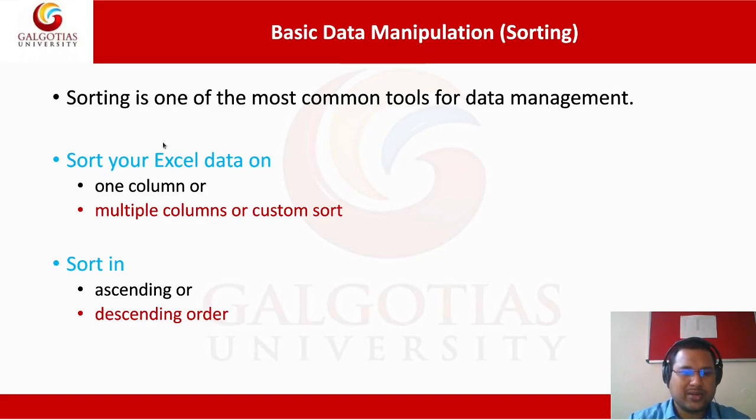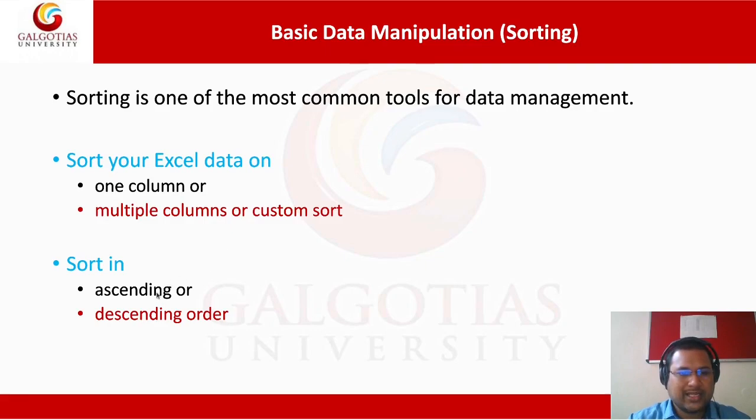There are different ways you can sort your data, and particularly since we are dealing with Excel, you can sort your data in Excel in two ways. One is by one column, or the other is by multiple columns, or custom sort. That means given a data, you can sort it using a single column, or you can use multiple columns, and that also comes under custom sorting. Both ways are possible. So these are the two ways you can sort your data in Excel.